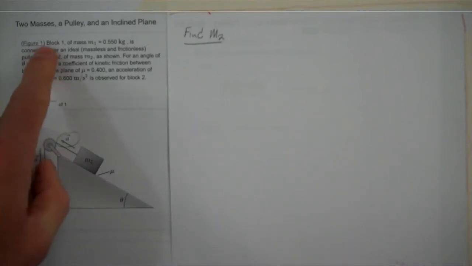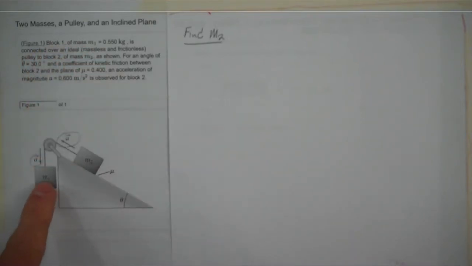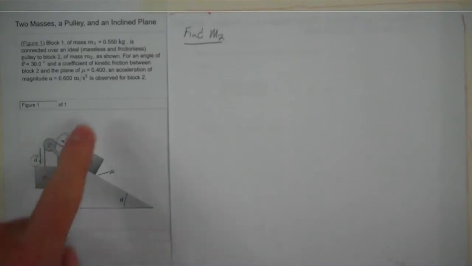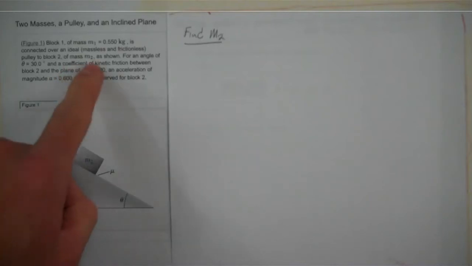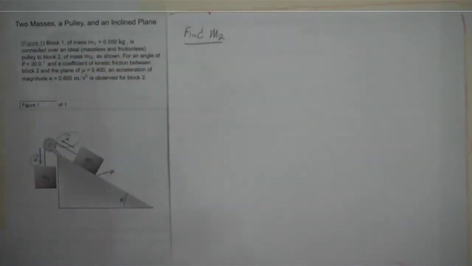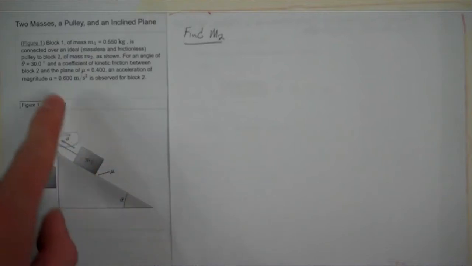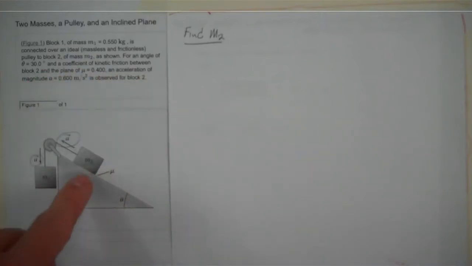It says here we have block 1 of mass M1, that's this one. It has a mass of 0.55. It's connected over a pulley, and the pulley is massless and frictionless, so it has no effect on the motion, to the other block, block M2, as shown. The angle of the ramp is 30 degrees, and the coefficient of kinetic friction between the block and the ramp here is 0.4, and the system has an acceleration of 0.6.